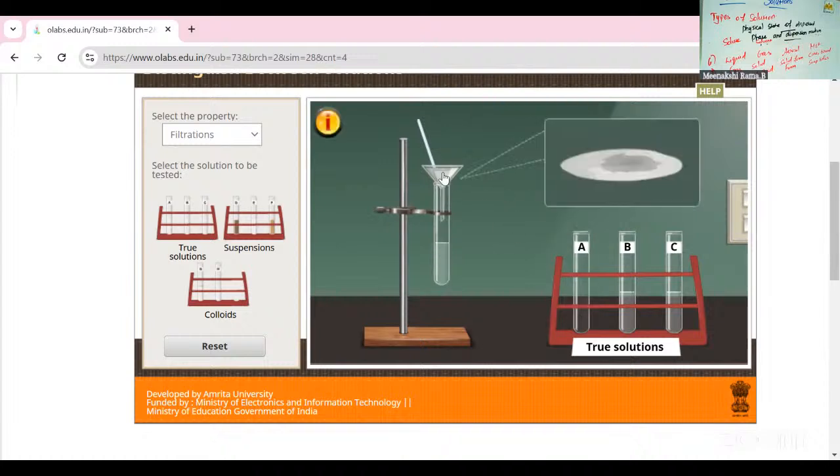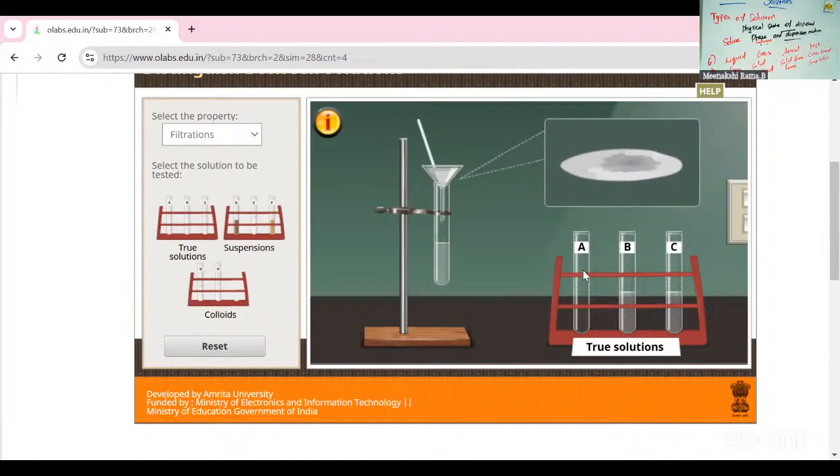Look at this filter paper. What is that? There are no solid particles appearing. It is just clear paper, wet in nature only. So see the answer: solid particles cannot be separated from a true solution. So the first test tube solution is confirmed. This is the true solution.